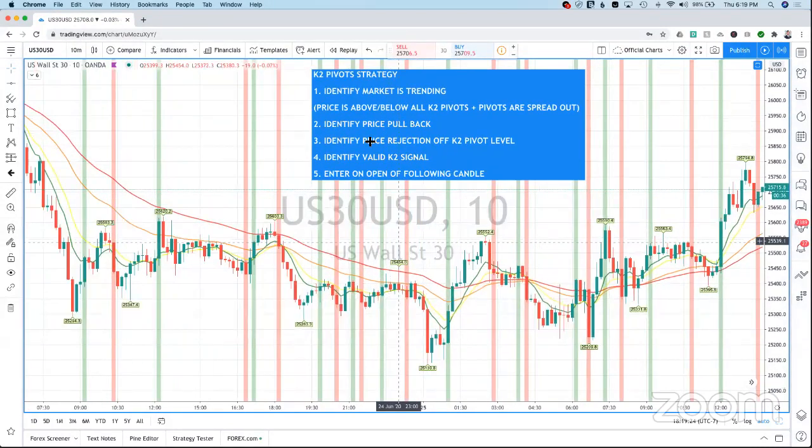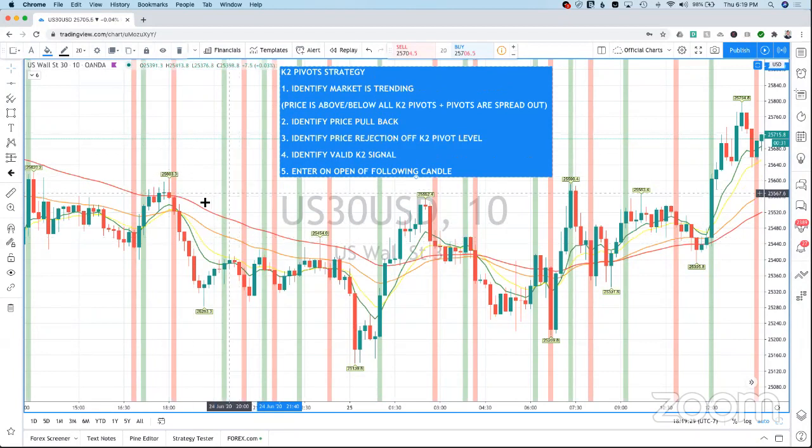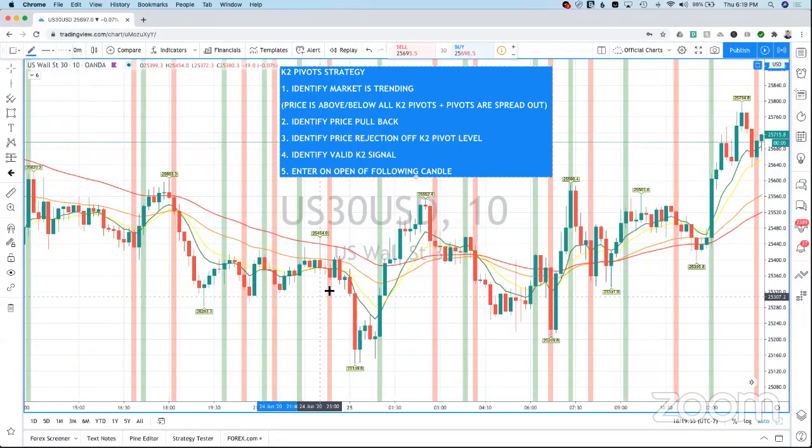So if you check this out right here, we're identifying the market was trending. Obviously, it's trending down right here because price was below the K2 pivots, and the pivots were spread out. We have level 1, 2, 3, and 4. They're all spread out. Next, we identified a price rejection off the K2 pivot level. So we're going to identify a pullback. So price is trending down, pullback, correction, pullback. So I'm just going to mark this right here so we can see where the open was because he wants to see.